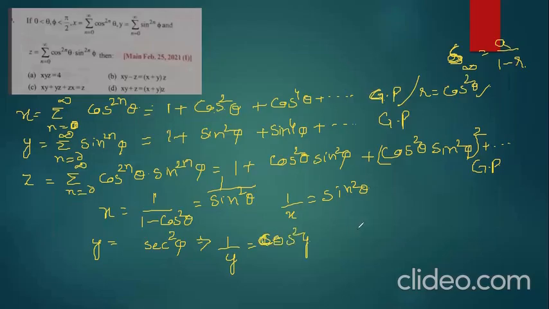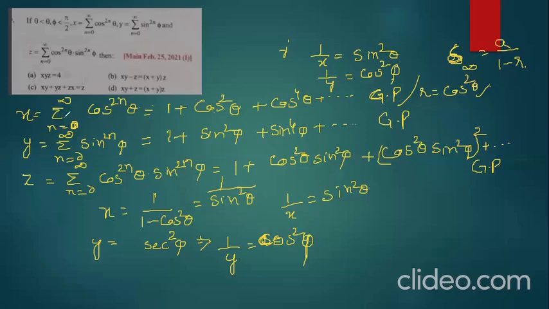In the same manner, z. Let me take, so x, how much we got? 1 by x is equal to how much? Sine square theta, and 1 by y is equal to cos square phi. Okay, these are the things we got.